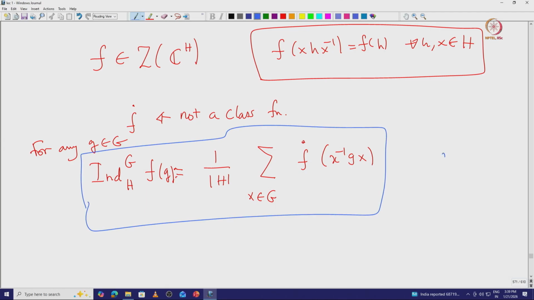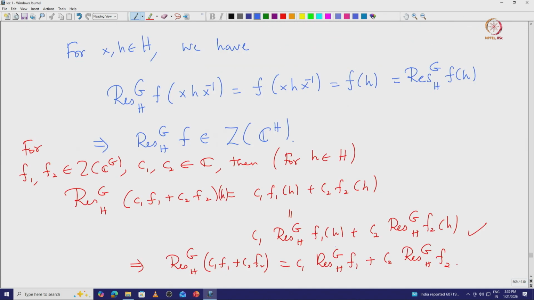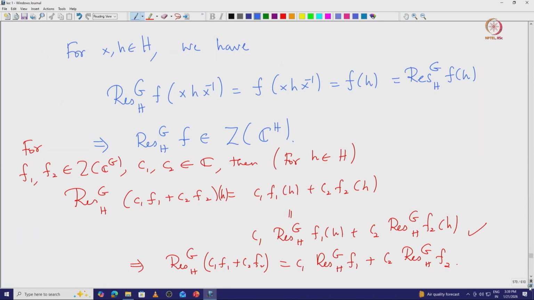Note that this f dot is a function that takes the value f of x if x is in H and 0 otherwise. So, that takes care of whether x inverse g x is in H or not. That is what was there before in this formula, where we demanded x g x inverse as an element of capital H. That is actually satisfied, taken care of by this f dot.